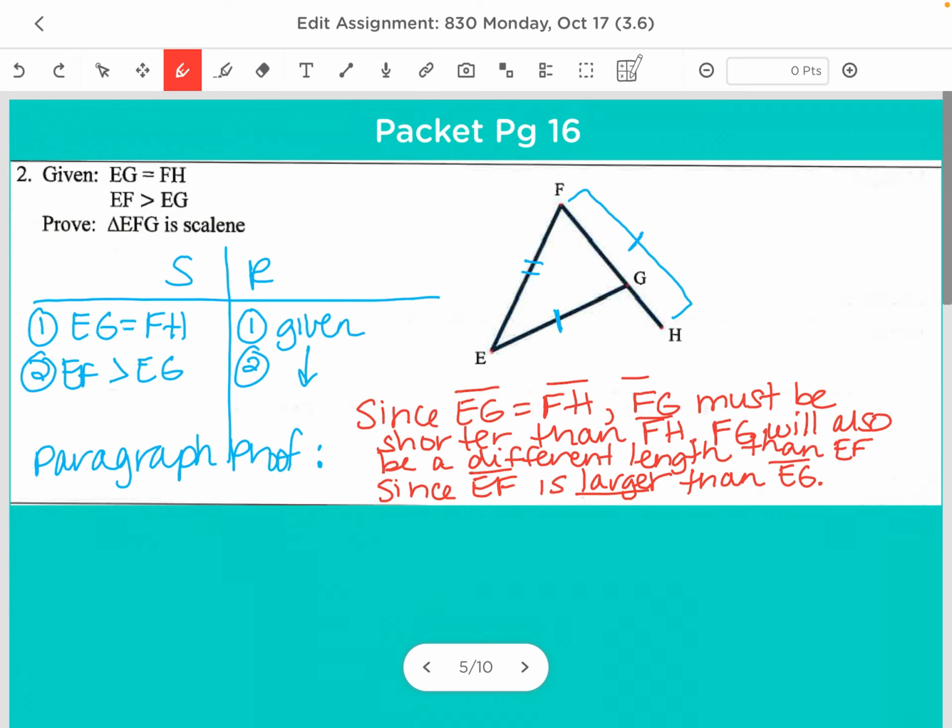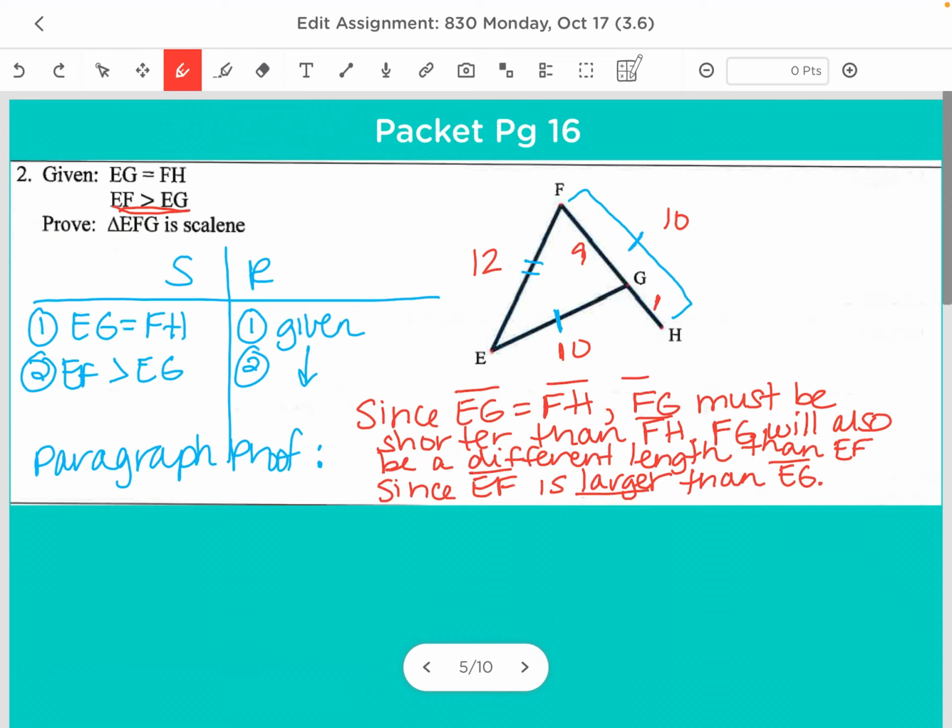So if I put some numbers to this, like let's just say that this is 10 and this is 10. This side EF, it tells us right here, is, oops, block that off a little bit. EF is bigger than EG, so this one already has to be larger, so this has to be something like 12. So no matter what size GH is here, let's even just call it 1 unit long, this is going to be 9, it's going to be a different length.